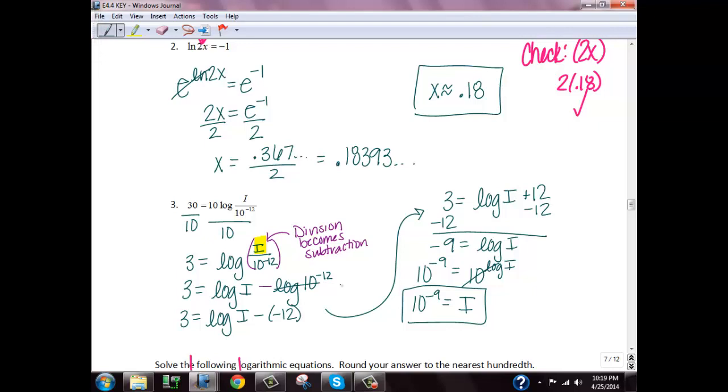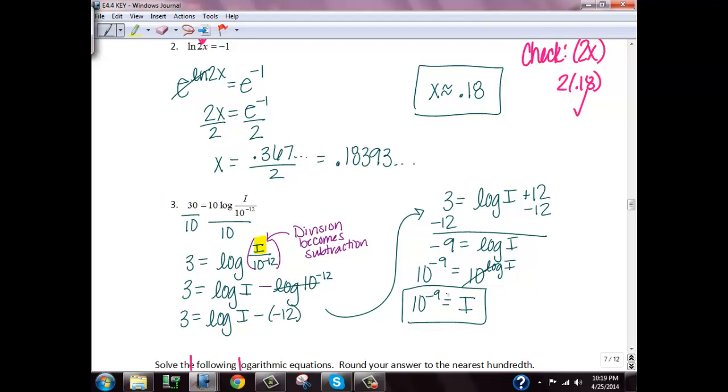Now because that's being subtracted, the double negatives are going to become positive. So I have 3 is equal to log I plus 12. And now I can easily move that 12 over by subtracting to get negative 9 equals log of I. Now that I have log I all by itself, I can use exponential base 10 to get rid of that log. So if I raise my equation up into the exponent using exponential base 10, I get 10 to the negative 9 equals 10 to the log I. 10 and log cancel, which leaves me with I is equal to 10 to the negative 9.